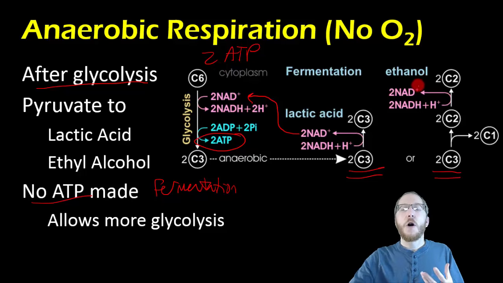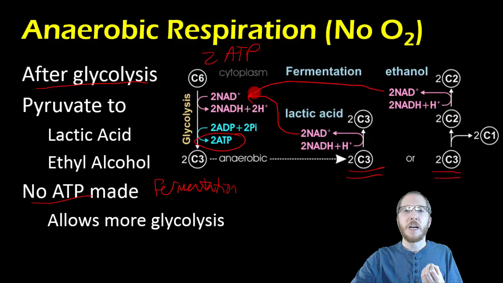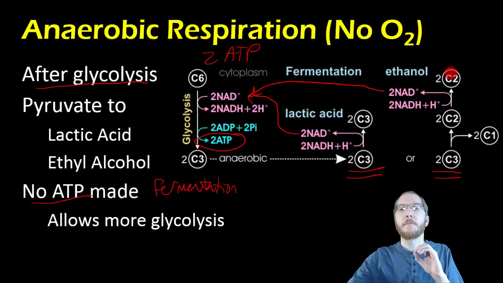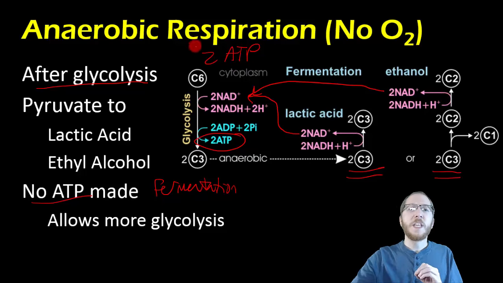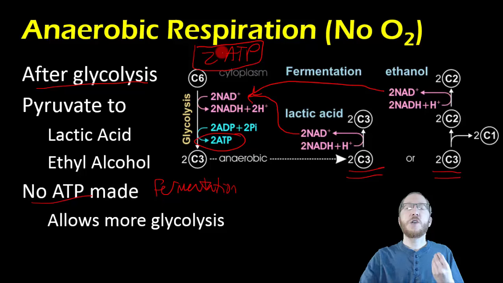Ethanol or ethyl alcohol fermentation is very similar. Same general thing. We're going to convert NADH to NAD+, which can then allow glycolysis to continue. So it's just going to be converting pyruvate to something else to use up that NADH. We still only get 2 ATP though, so it's incredibly inefficient. This is why you will not see large organisms like vertebrates, like multicellular organisms, using anaerobic respiration.